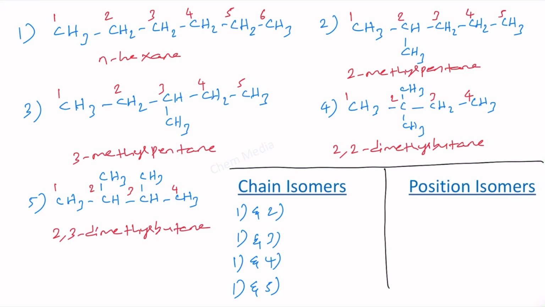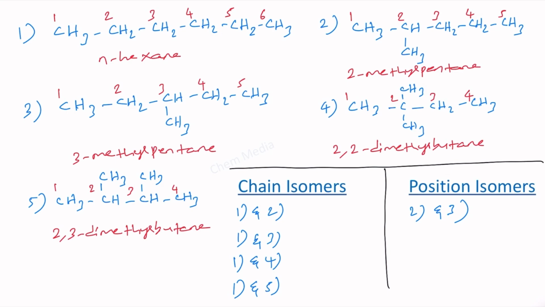How about 2 and 3? Are they chain isomers? No. Here the parent chain is same, pentane. Side chain is also same, methyl group. Only the position of the side chain differs. Therefore, 2 and 3 are position isomers. They are not chain isomers.